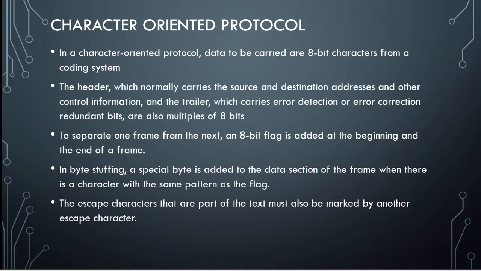In the character-oriented protocol, the data to be carried is an 8-bit character from a coding system. In this type of framing, there is a header which contains the source and destination address and other control information. This type of framing also includes a trailer which carries error detection or error correction redundant bits, which are also multiples of 8. The frames can be separated by adding an 8-bit flag at the start and end of the frame.